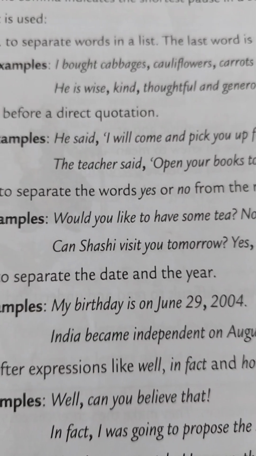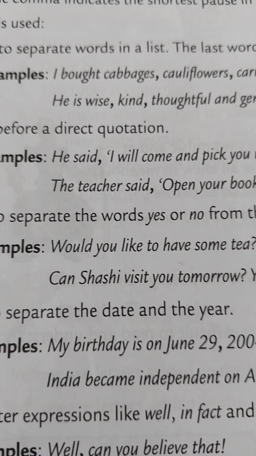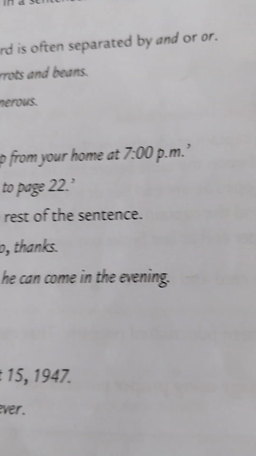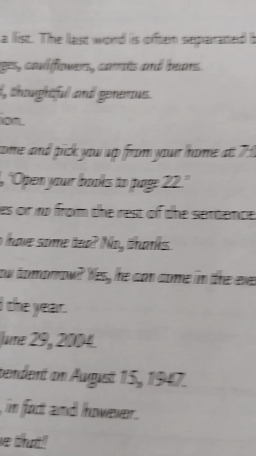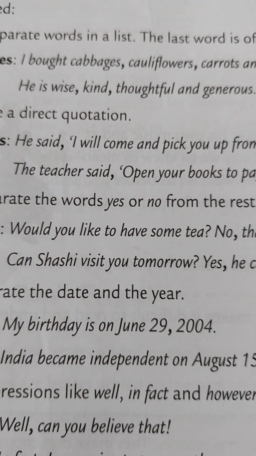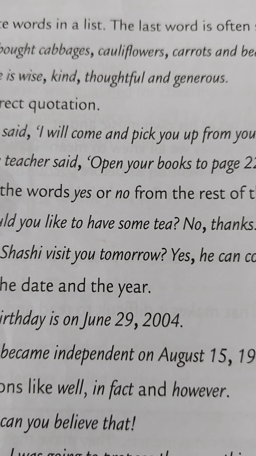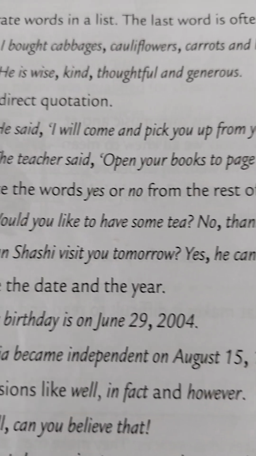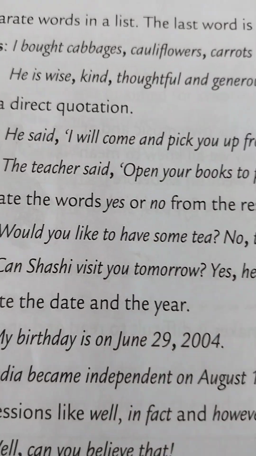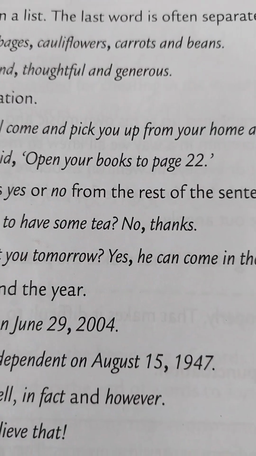We use comma, children, to separate words in a list. The last word is often separated by 'and' or 'or'. So if we want to separate a list of words, then we use comma, and the last word is separated by 'and' or 'or'. For example, you can see this example: I bought cabbages, cauliflower, carrots and beans.